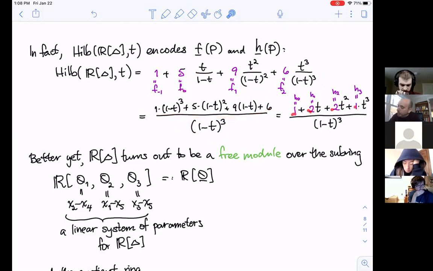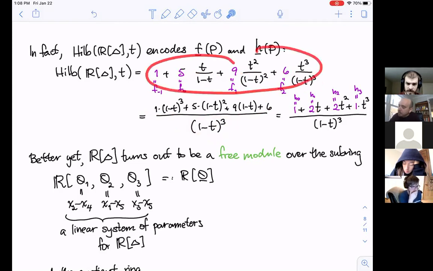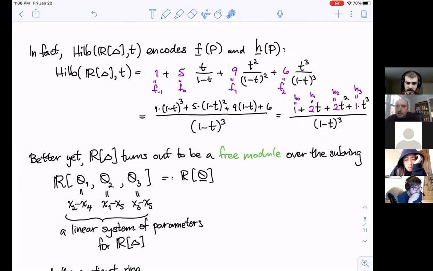It's 1, 2, 2, 1 as its coefficients. Sorry, the polynomial on top has coefficients given by the h vector. And that's what the f to h transformation is really doing. It's taking this expression and rewriting it as this expression. That's the natural way to say it.